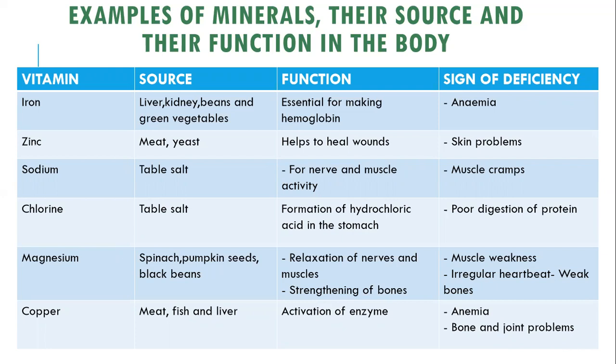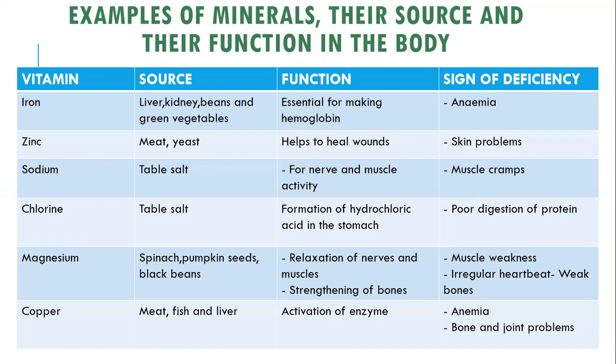The other mineral is zinc. The sources are meat and yeast. It helps in the healing of wounds, and the signs of deficiency are skin problems. So a person who lacks zinc will have skin problems. The other mineral is sodium. The sources are table salt, and the function is for nerve and muscle activity. The sign of deficiency is muscle cramps.